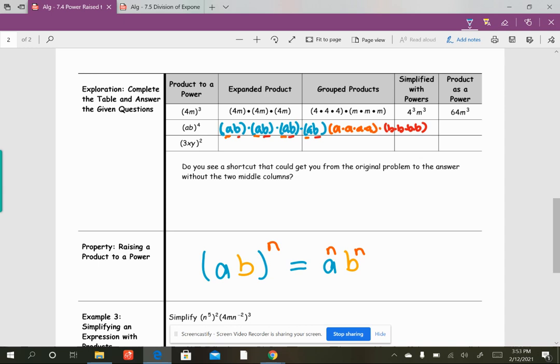So then what would we write in this box? How many a's do we have? 4 a's, so it ends up being a to the 4th. And same for the b's, b to the 4th. A to the 4th, b to the 4th. And that actually ends up being the same answer in both of these boxes. We don't have anything we need to simplify.